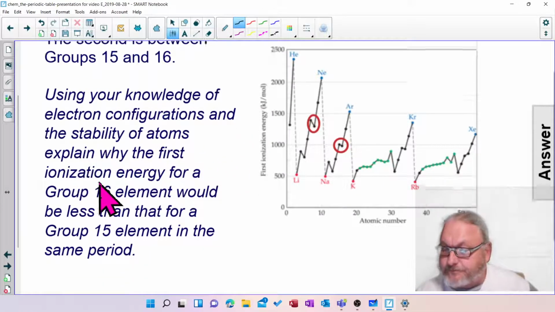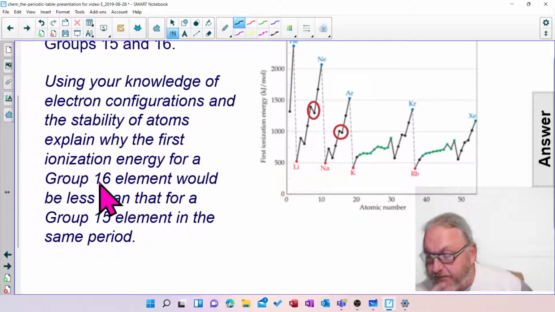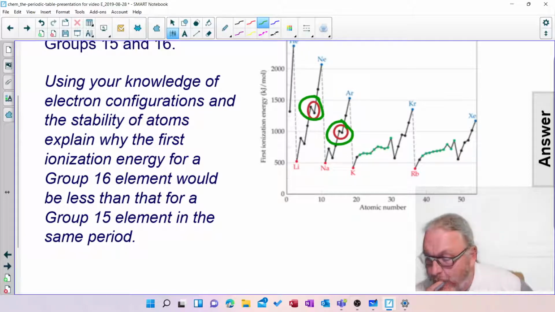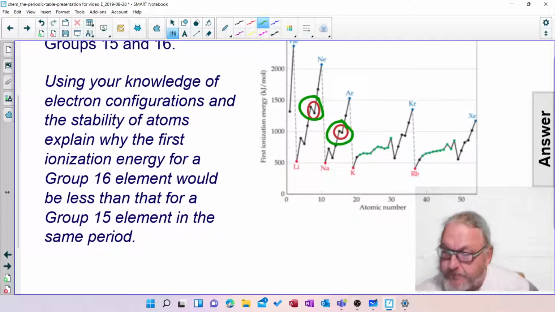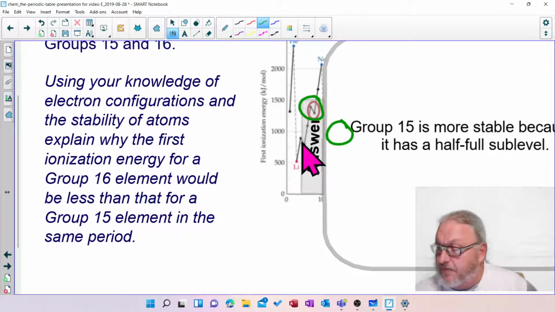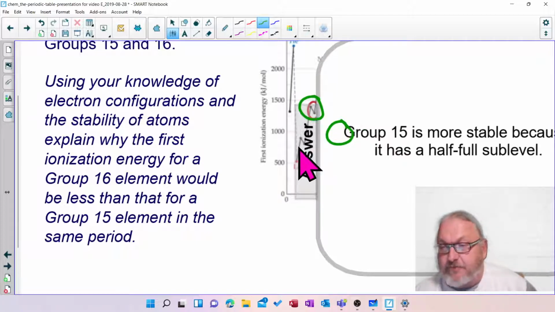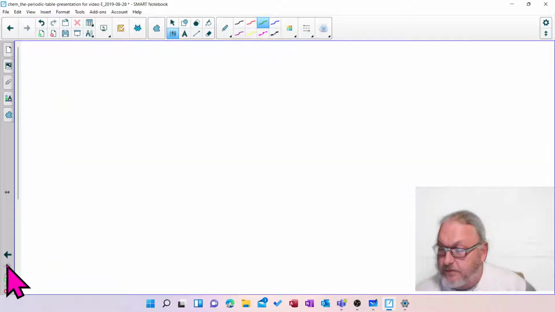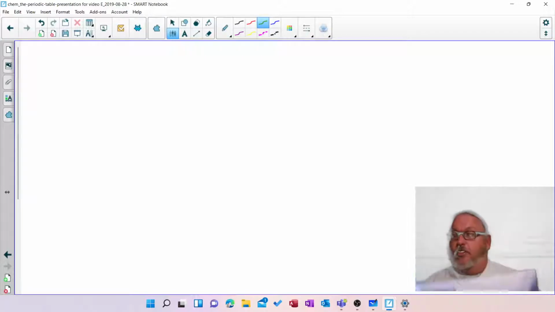So we also have the discontinuity between group 15 and 16. Let's see this. So let's think about our electron configurations, and we're looking right here and right there. All right. Why is the first ionization energy for the group 16 element less than that of the group 15 element? Now, if you think about it, it's because 15 is a half full sublevel, and it makes it more stable. Okay, I'm going to just talk more about that on my own.